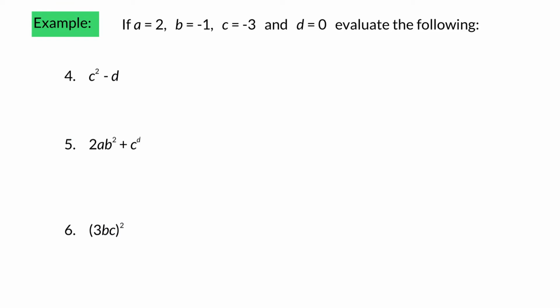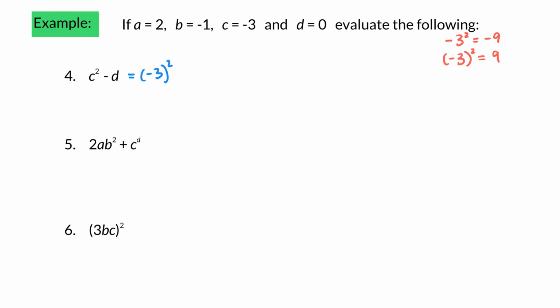However, I still have the same values for A, B, C, and D. So in question 4, I'm going to square C. So C is (-3) squared. Now, do you see how important it is to have that bracket there? Because, as a side note, if I was to say -3 squared, that would give me an answer of -9. But if I say (-3) all squared, that gives me an answer of 9. So be very careful with the brackets.